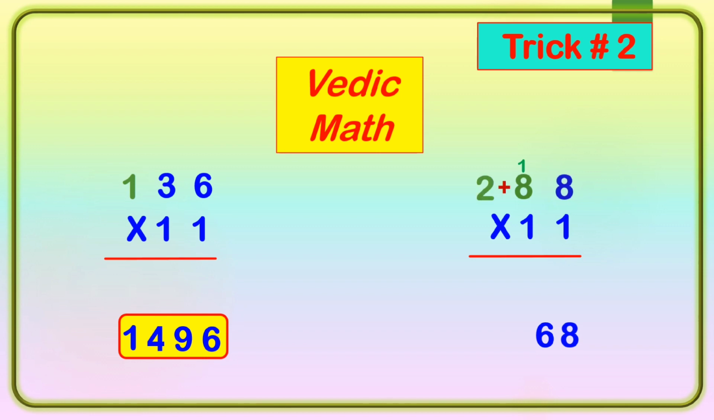Now the next number is 2, the leftmost number. If you add 2 plus 8 plus 1, then you will get 11. 1 carry down. Then 1 plus 2 is 3. You write it here. 3168 is your answer.